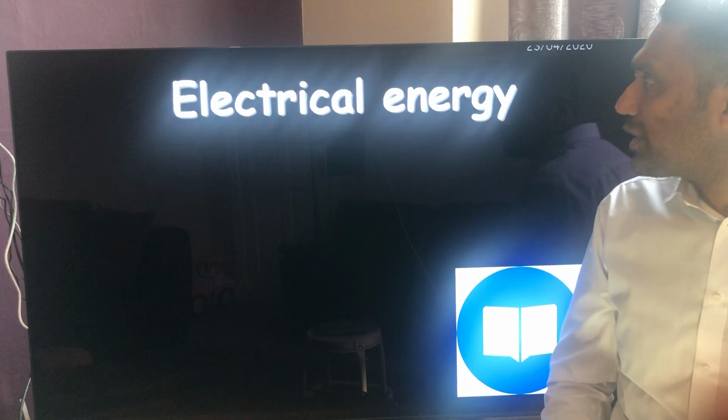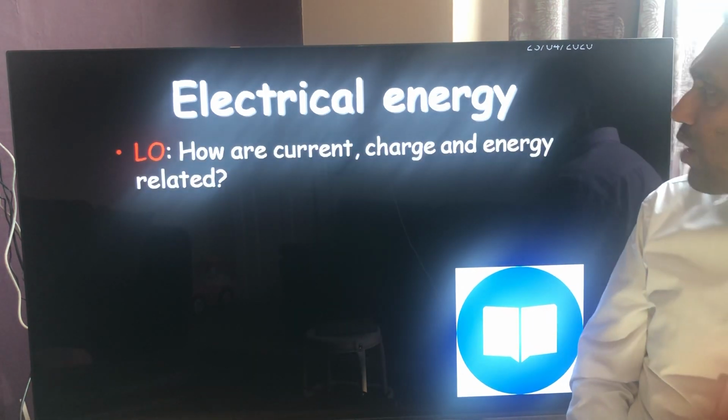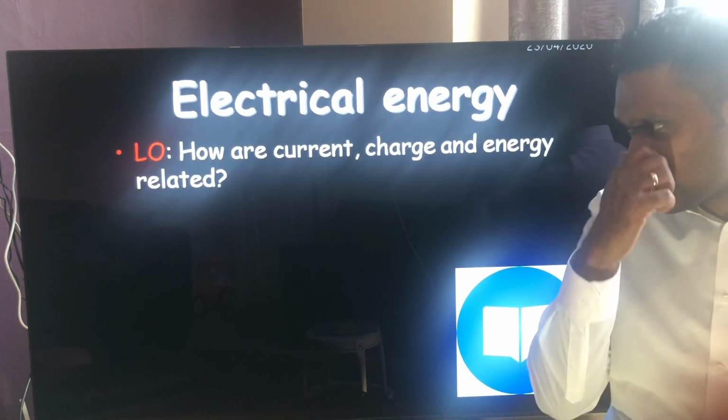So we're looking at electrical energy today, and our learning objective is: how are current, charge and energy related? What's the relationship between those?